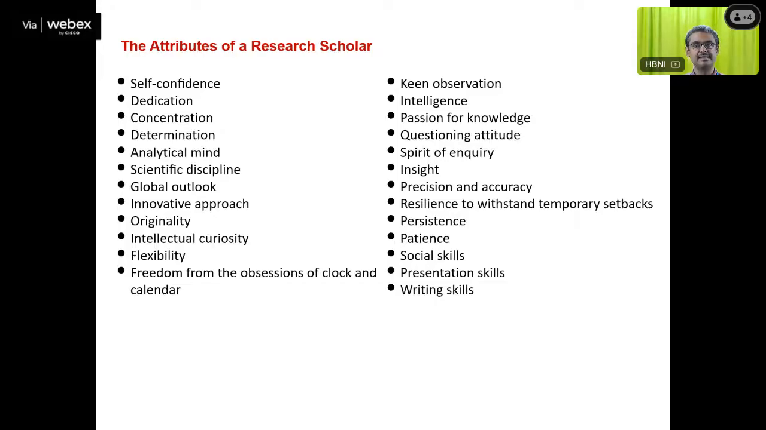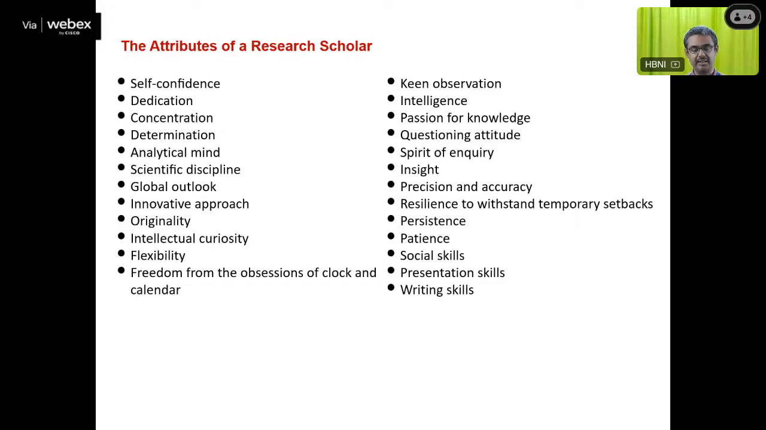Questioning attitude. This is very important. In many places I've seen that questioning is not there. Not only question others, you also have to question ourselves. I have to question myself: why am I doing this? Why am I not looking in this direction? And also question others, experts in your field. If a research scholar has this attribute, it helps in his or her research.